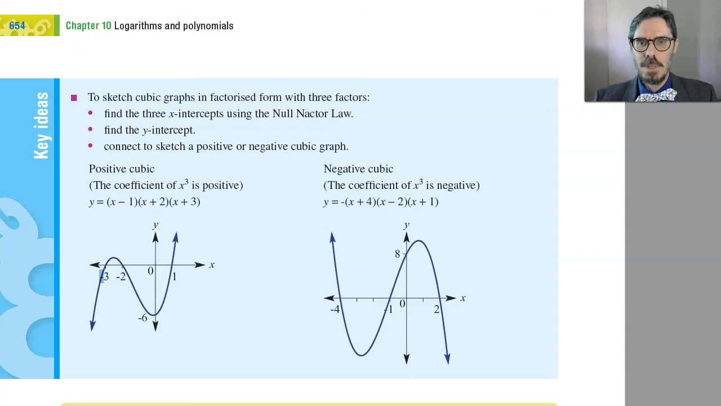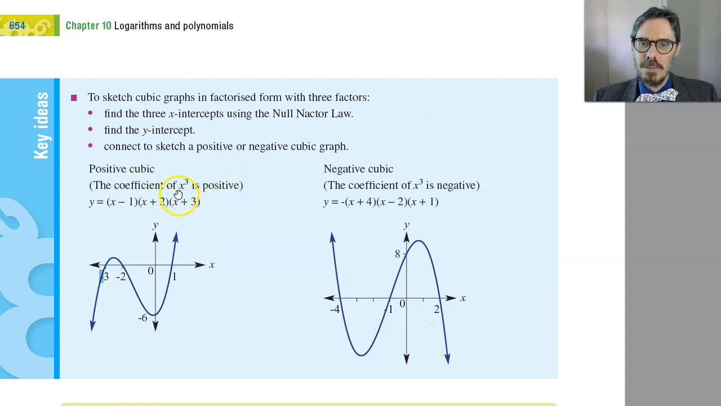In general, to sketch a polynomial, now this says a cubic graph, but the same thing works even for bigger powers. What you're going to do first is factorise it. Once you've got it factorised, then you can find the intercepts using the null factor law. That's the places where the function is 0. You can find a y-intercept by putting x equal to 0 into your formula, and then you can sketch them up.